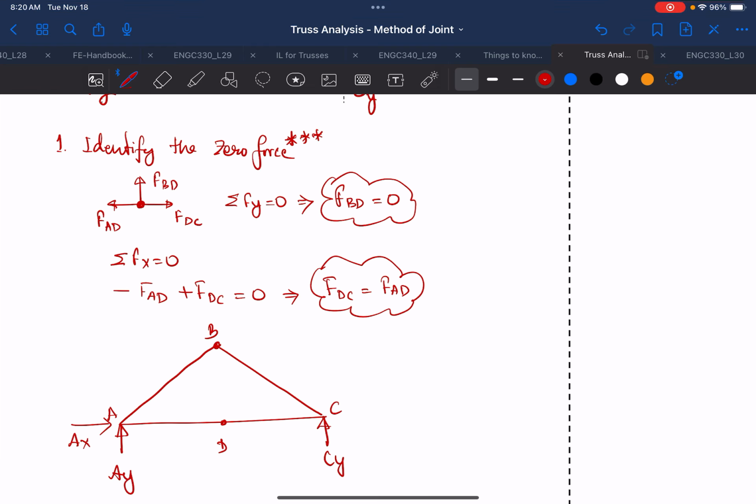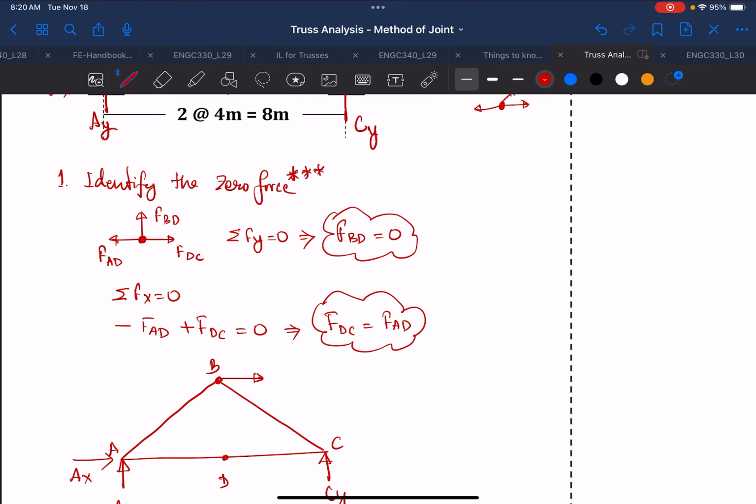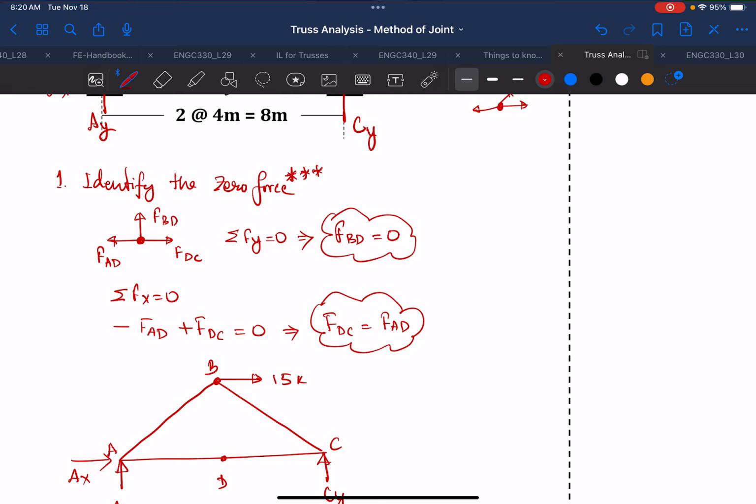The reason we remove this one is because they are zero force members. Zero force member means they won't take any load. And then this is 15 kilonewton, and this is 20 kilonewton.